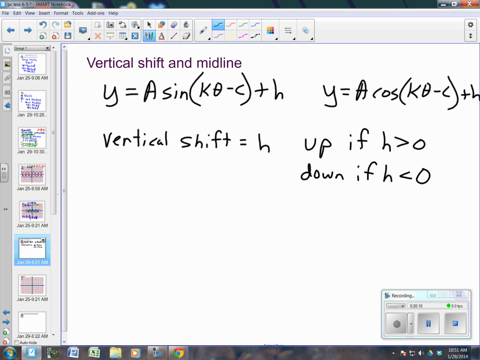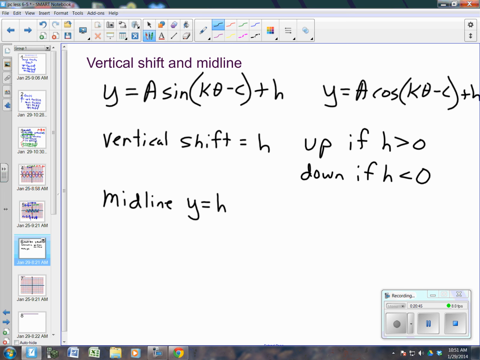Now, the midline is y equals h. It's a horizontal line. It's our new x-axis that the function's going to oscillate between. It's going to be the equilibrium point.